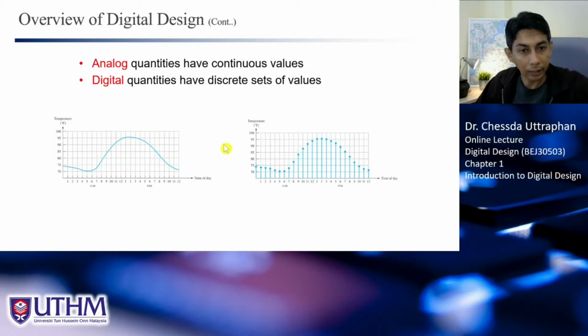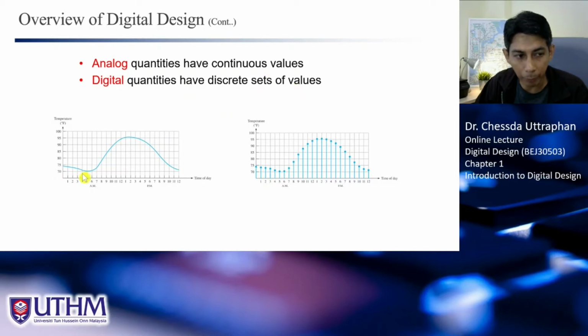And before that, this is just a revision actually. You should know this before because you are in year 3 already. So you need to know what we call analog quantities or analog values, right? So analog quantities are simply continuous values, or continuous quantity. Digital quantities have a discrete set of values.